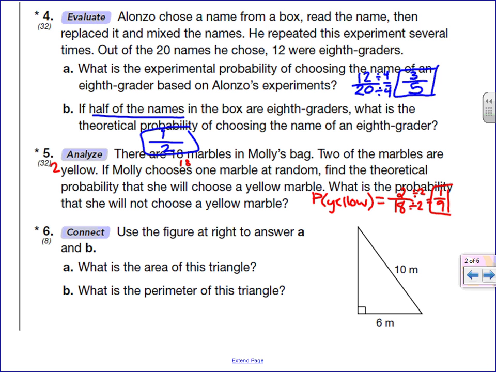What is the probability that she will not choose a yellow marble? We could do this 2 different ways. We could say, well, if there's 2 that are yellow out of 18 total, that means that there are 16 that are not. And so we could do 16 out of 18 and then reduce it. Or we could recognize that choosing a yellow marble and not choosing a yellow marble are what's called complements.